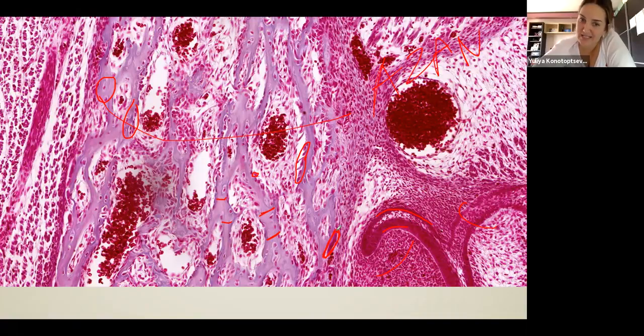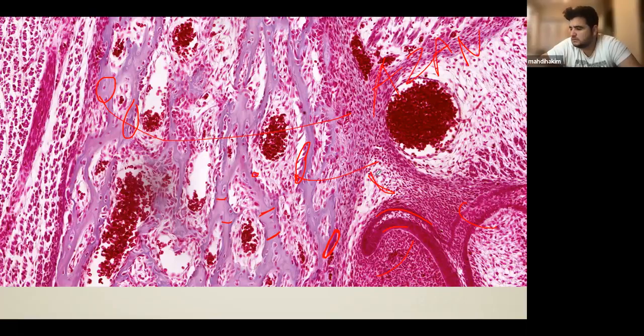Where does osteoclast come from? Because these osteoblast and osteocyte, they come from mesenchyme. They have a mesenchyme precursor. This is intramembranous ossification that is happening here right now. But this osteoclast is not going to arise from this mesenchyme. Where does it come from? Fibroblast? Nope.